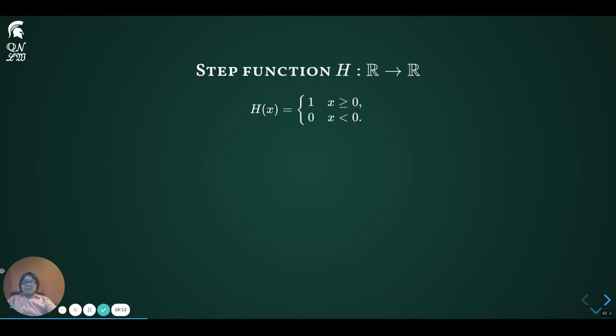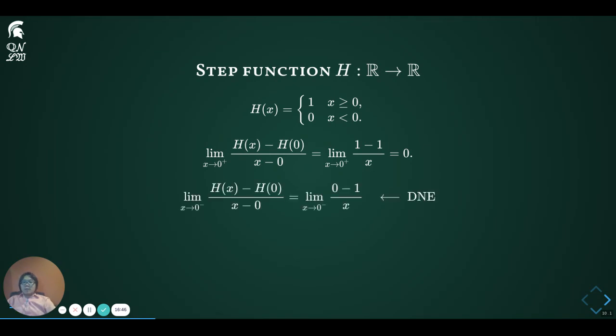Next, let's consider the step function h with domain all the real numbers. h is defined to be equal to 1 for non-negative x and 0 otherwise. When we take the difference quotient and take its limit from above, notice that for positive x, h of x minus h of 0 is always 0. So we're taking the limit of 0, which evaluates to 0.